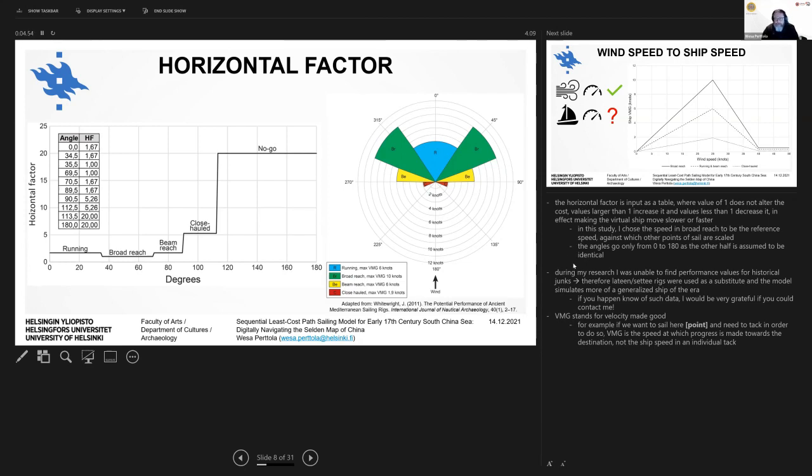During my research, I was sadly unable to find performance values for historical junks. Therefore, Latin sailing ships were used as a substitute, and the model simulates more of a generalized ship of the era. If you happen to know of such data, I would be very grateful if you could contact me later. VMG here stands for velocity made good. For example, if we want to sail here and we have to tack in order to get there, VMG is the speed that we make progress towards the goal, not the speed of the ship in an individual tack.